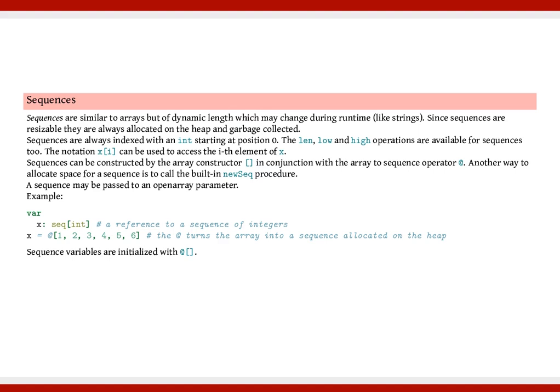A sequence may be passed to an open array parameter. Example. Var x: seq[int] # a reference to a sequence of integers. x = @[1, 2, 3, 4, 5, 6] # the @ turns the array into a sequence allocated on the heap. Sequence variables are initialized with @ brackets.